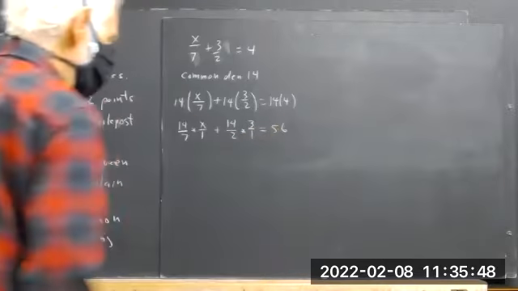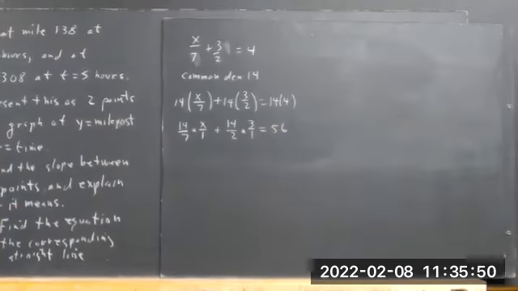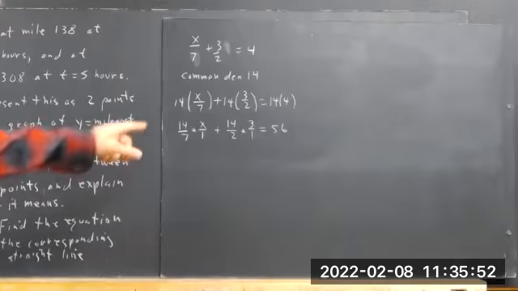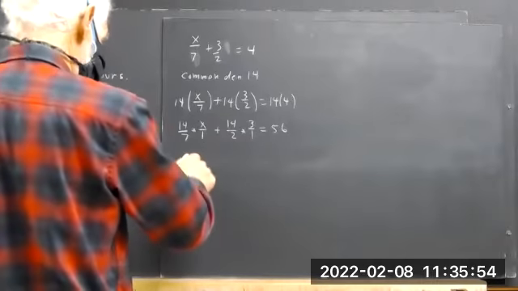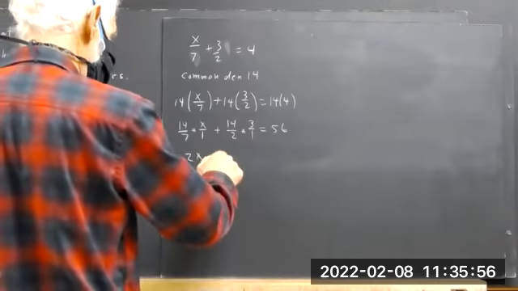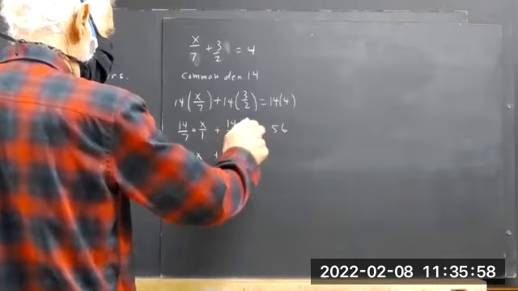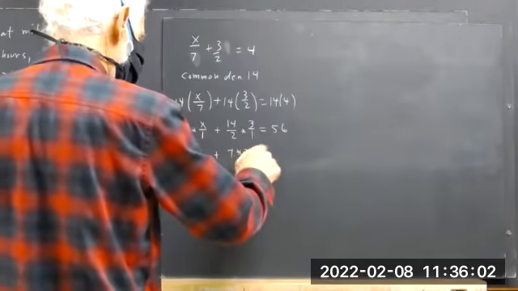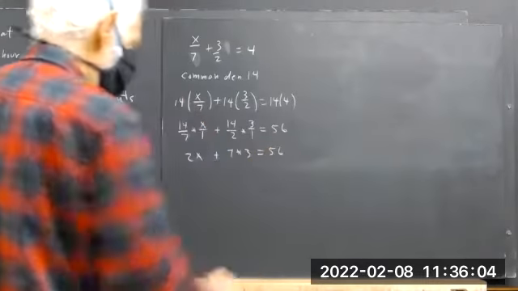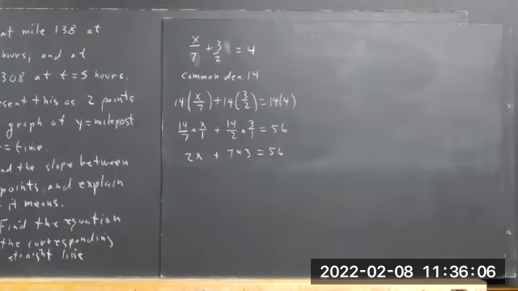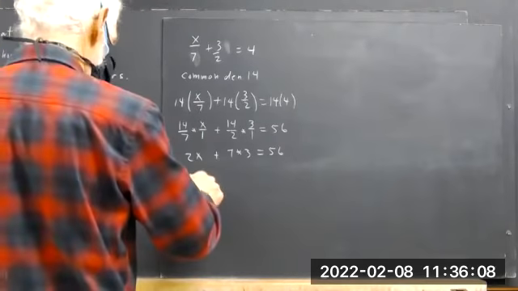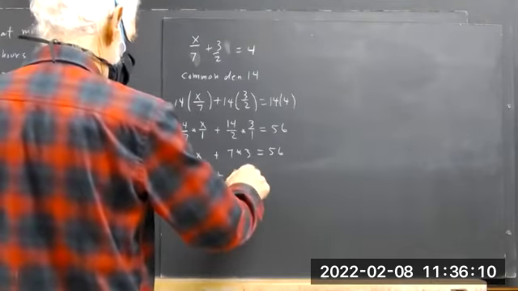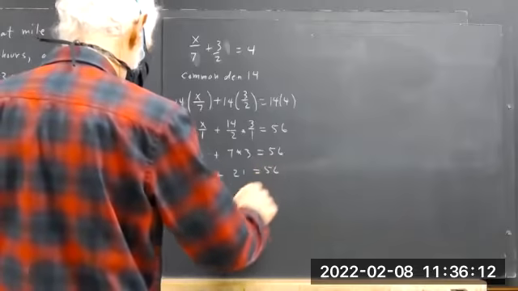And 14 times 4 is 56, of course. And 14 over 7 is 2. X over 1 is x. This gives us 2x. This gives us 7 times 3. I'll do another step and we'll split that, okay? Be real specific. So we get 2x plus 21 equals 56.